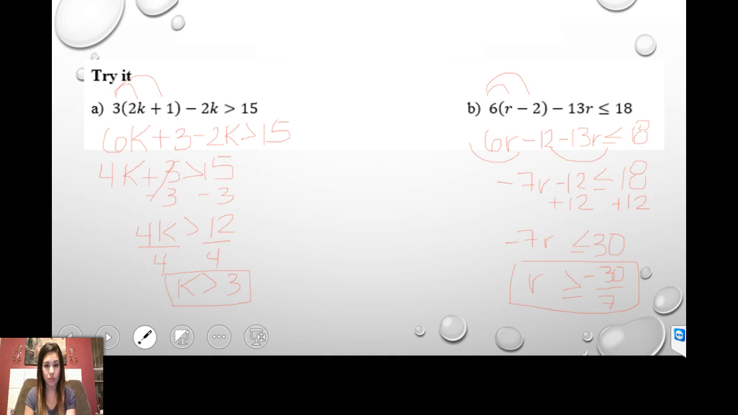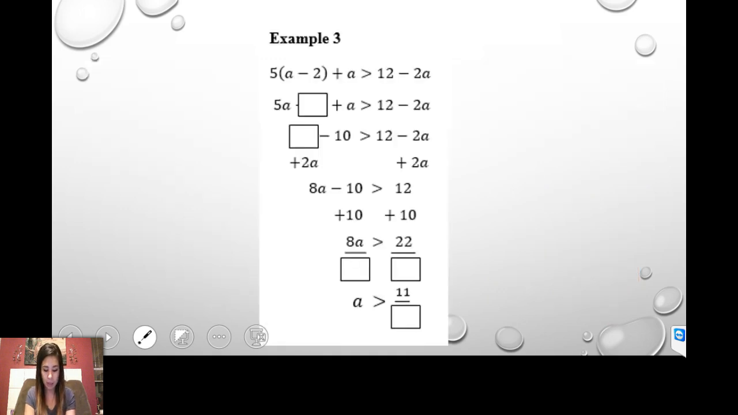negative 30 over 7. In example 3, we are also having some distributive properties, so we're going to go ahead and distribute first. So that gives me 5a minus 10 plus a is bigger than 12 minus 2a. So I'm going to first try to combine my like terms. 5a plus a is going to give me 6a. So that's 6a minus 10 is bigger than 12 minus 2a.